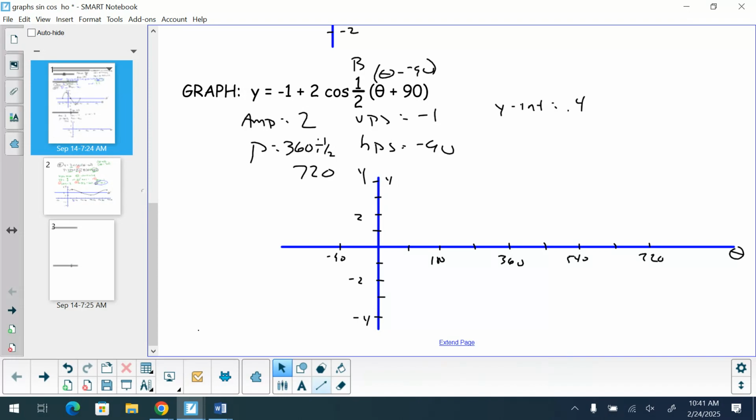Once again, when the period's big, 90s get smaller. When the period's small, 90s can get bigger. Or you can count out by 30s.